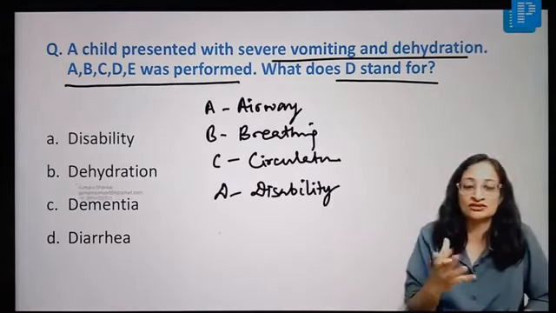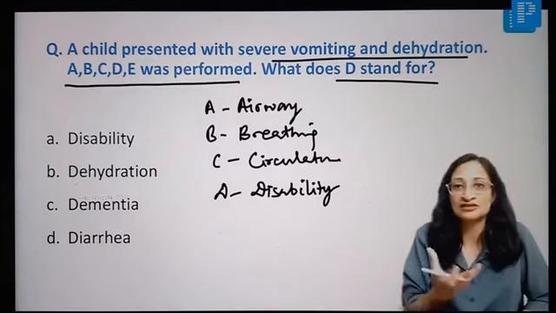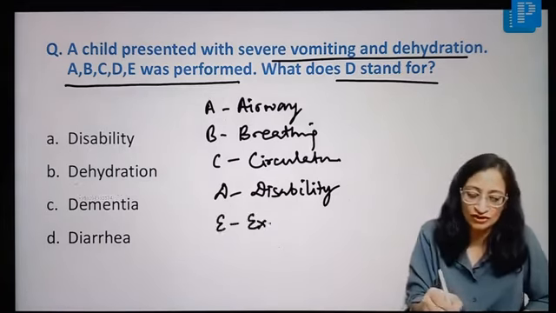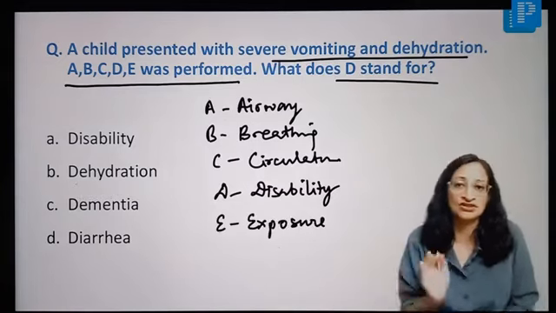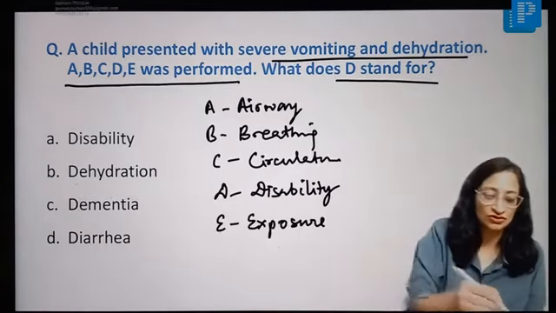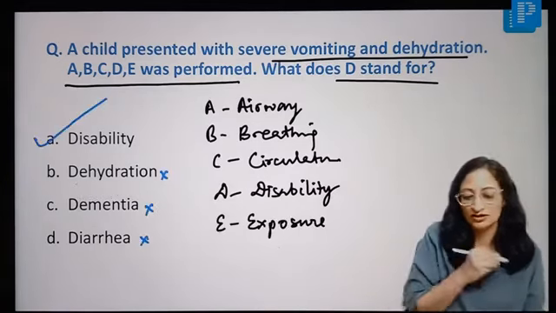That means you see the neurological status, whether the child is able to communicate or is having any paresis and all, right? So disability, and E is for exposure. You have to expose the child carefully to see whether any injury or any other manifestations are there. So that is the ABCDE that we use. D is for disability, not for dehydration, dementia or diarrhea, right?